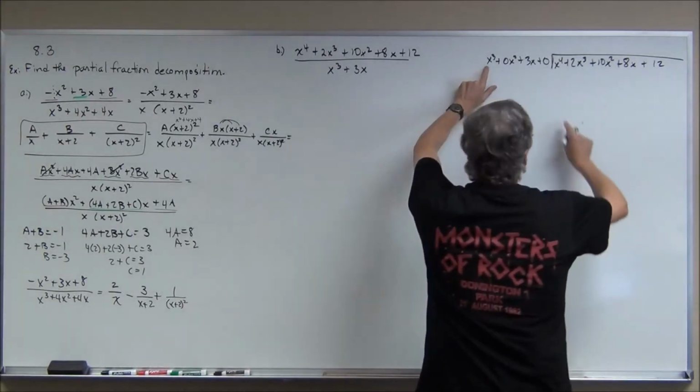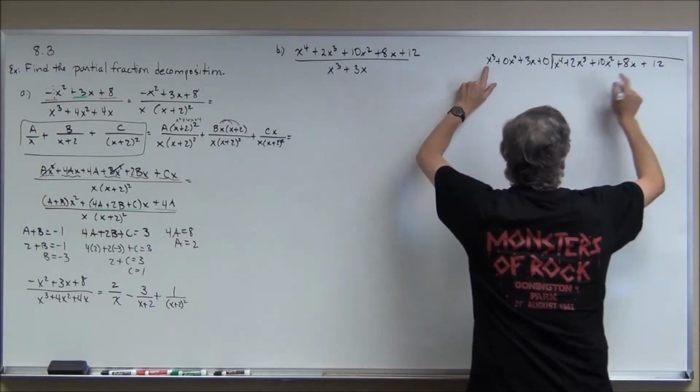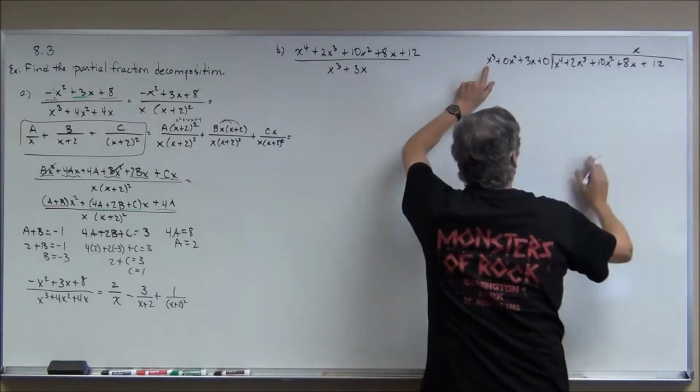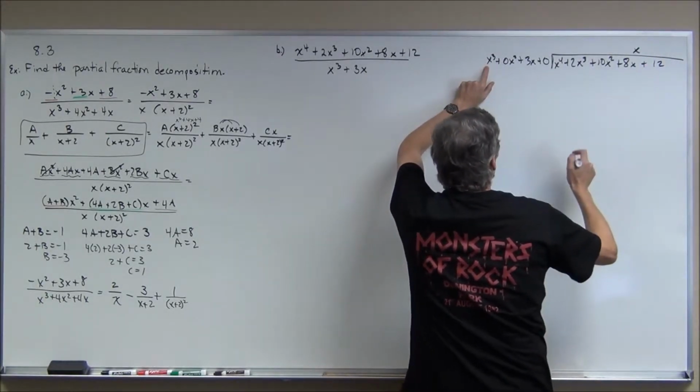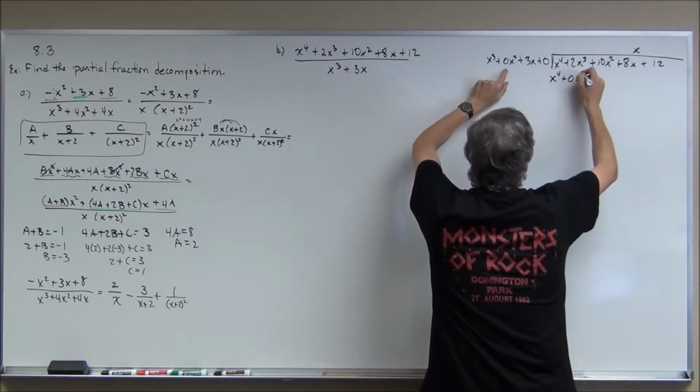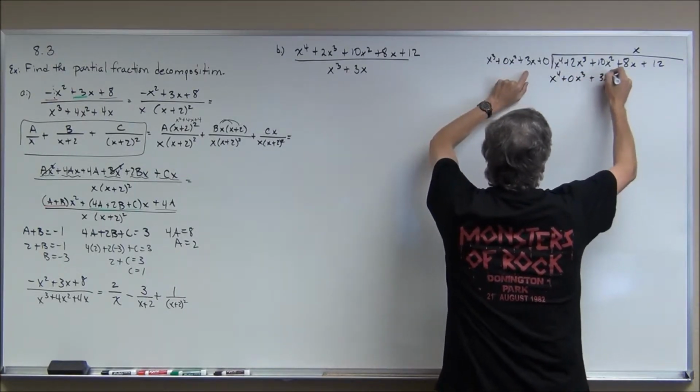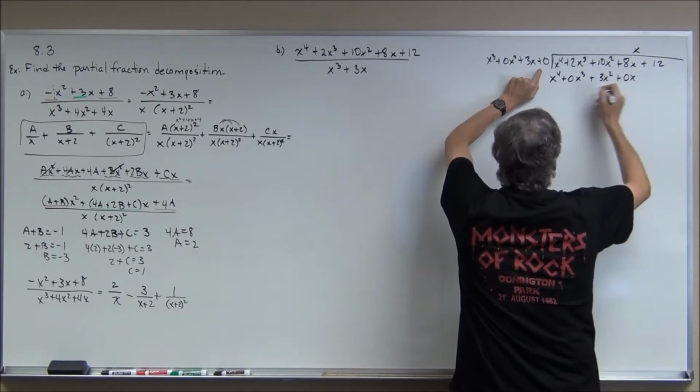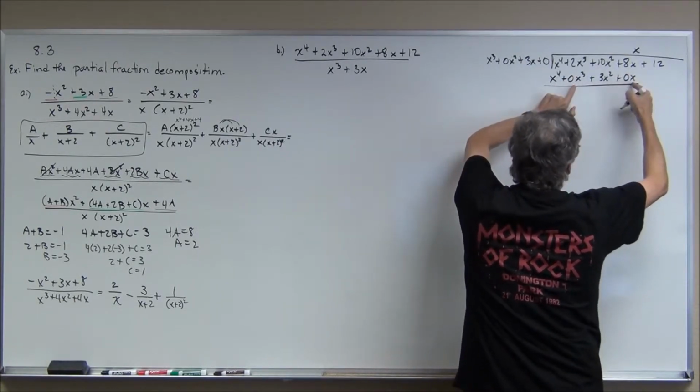So what times x to the third gives me x to the fourth? That would be x, 1x. So I'll put it above the x term, line those up, multiply through, that would be x to the fourth plus 0x to the third plus 3x squared plus 0x. And again, these are just placeholders there.